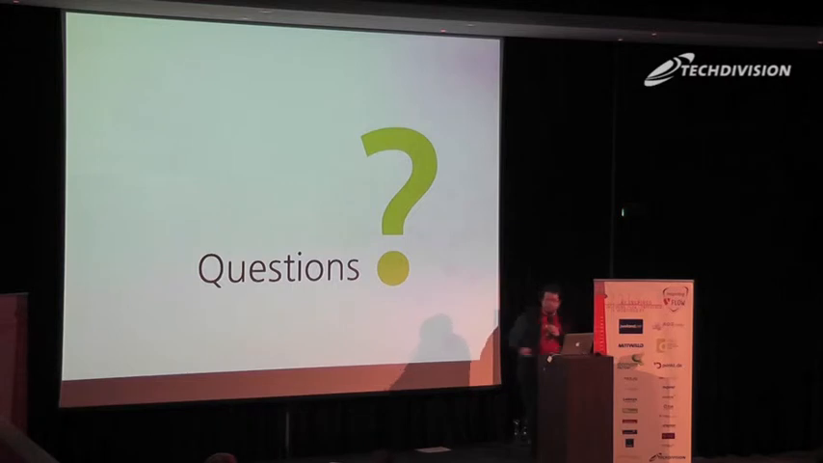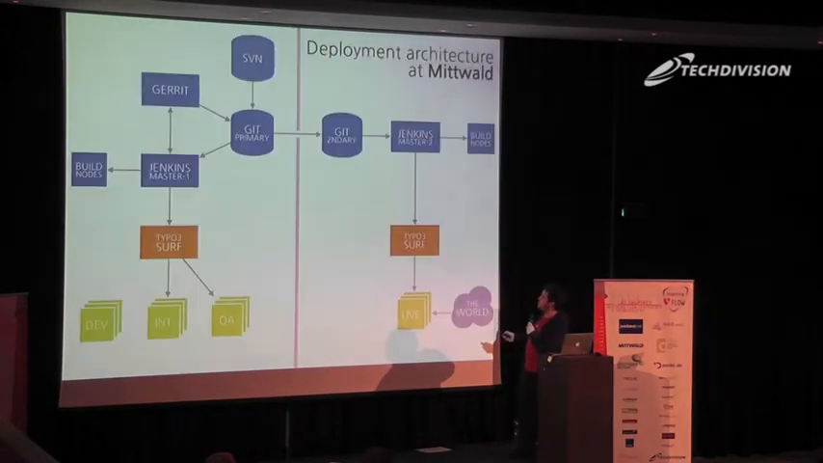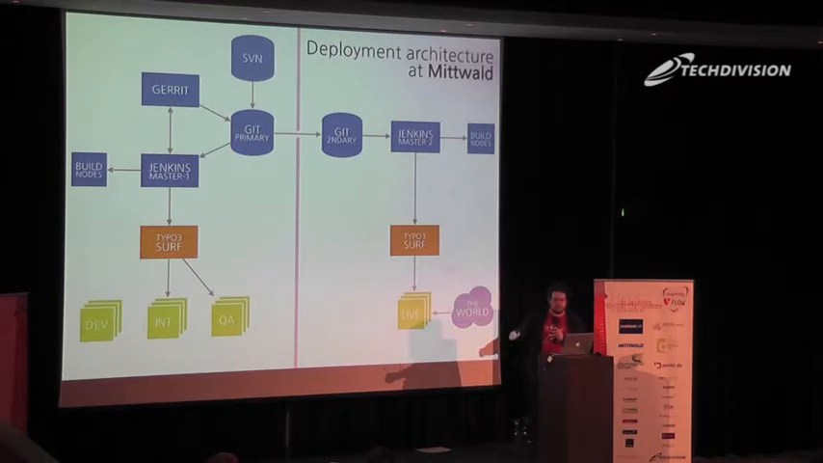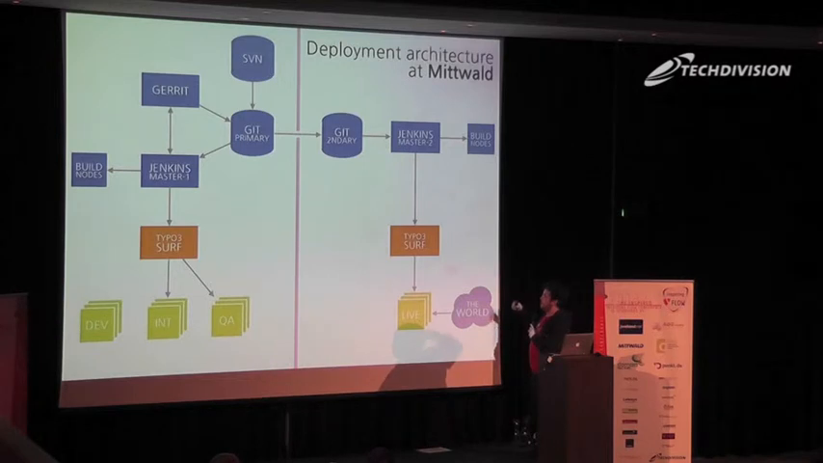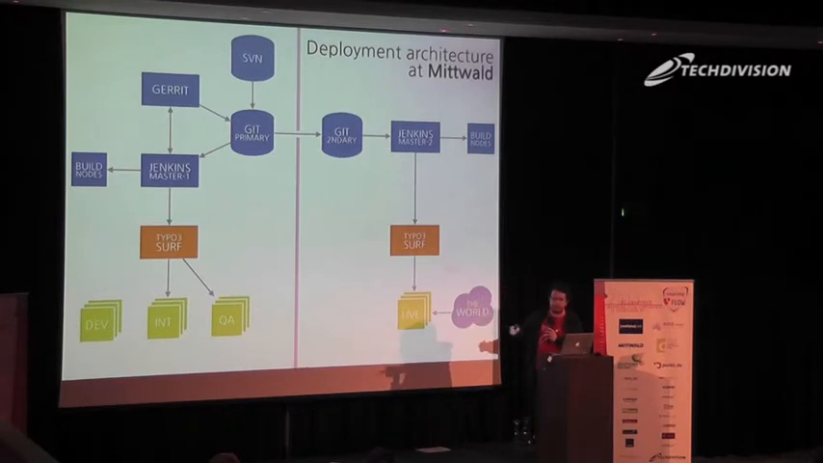Yes, so the question was, I'll go back to this slide, how we work with the Git branches on our different deployment targets. Basically we have a production branch which is very strictly protected by Gerrit. And then there's a master branch which we use TYPO3 Surf to deploy to our QA and our integration environment. Does this answer the question? All right.